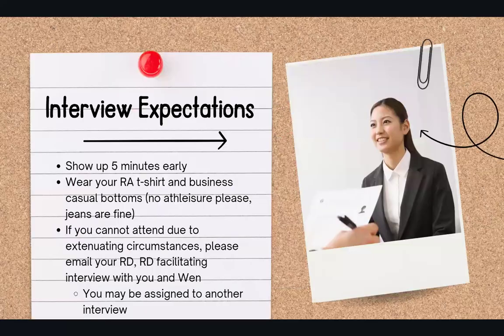Here are expectations for you for the interview round. Please make sure you show up at least 5 minutes early. This will allow you to settle in and prepare with the professional staff member who will be interviewing alongside you. Please wear your RA t-shirt and appropriate bottoms. Please refrain from wearing athleisure, sweatpants, or pajama pants. Again, if you cannot attend your assigned interview due to unforeseen and extenuating circumstances, please email your RD, the RD facilitating the interview, and Wynn.